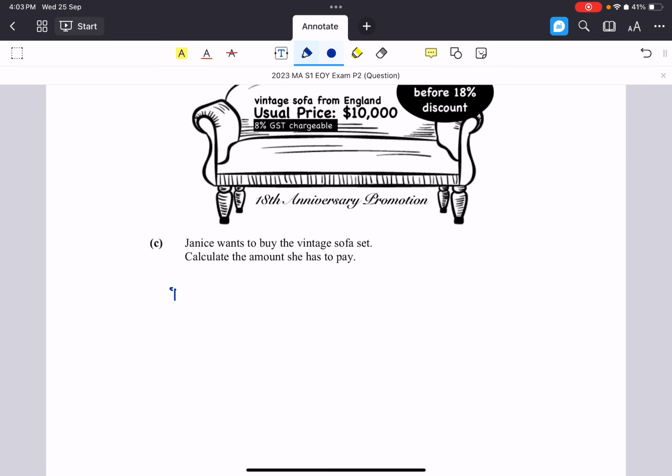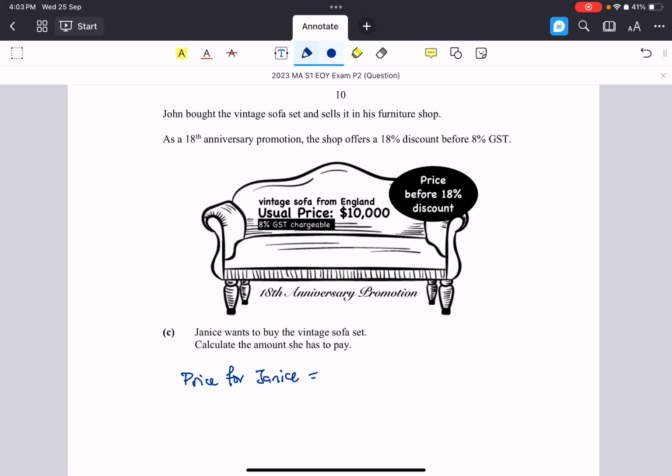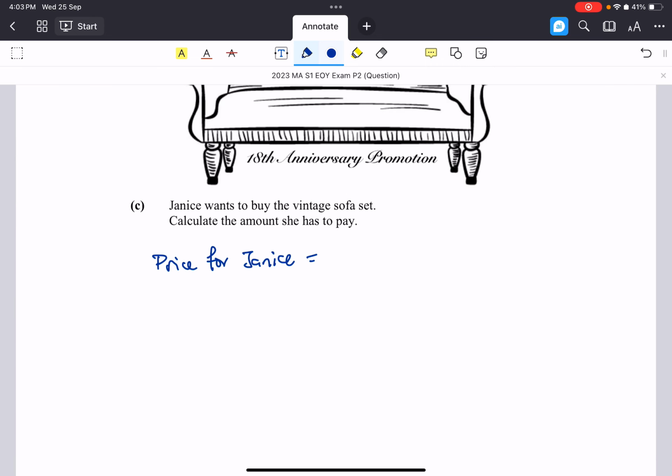Price for Janice is going to be, first of all, there is an 18% discount. So 18% less than 100 is 82%, right? So 82%. And then there is an 8% GST. So 8% GST is 108%, right?